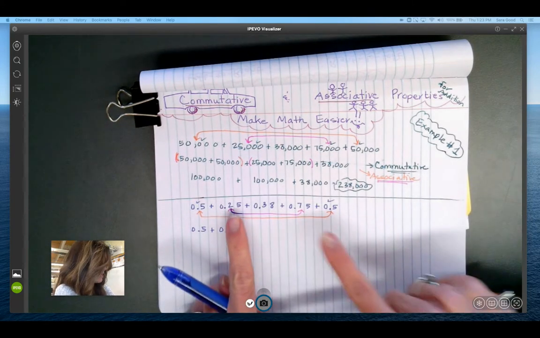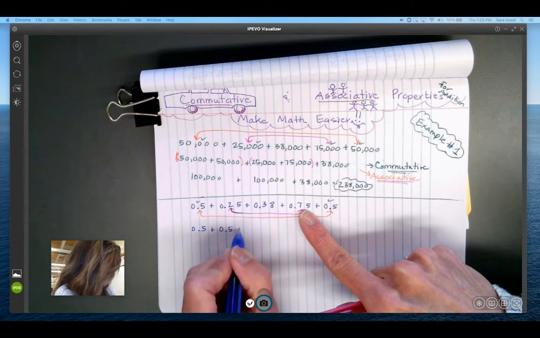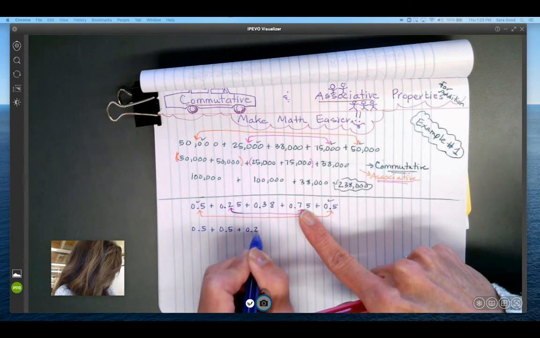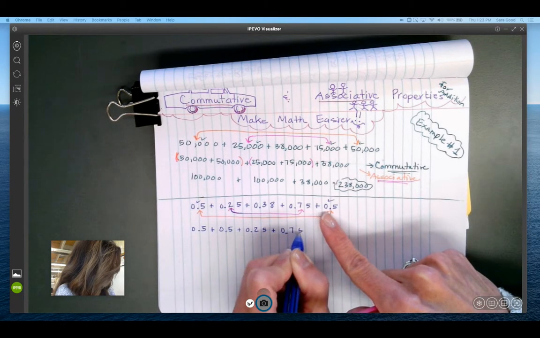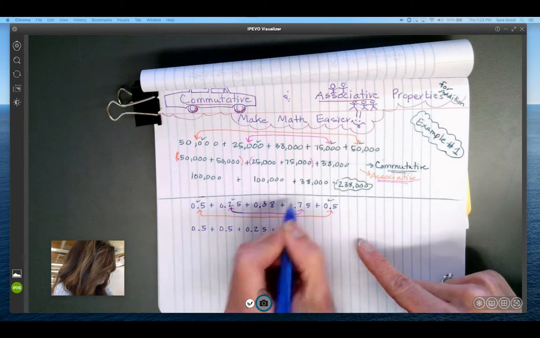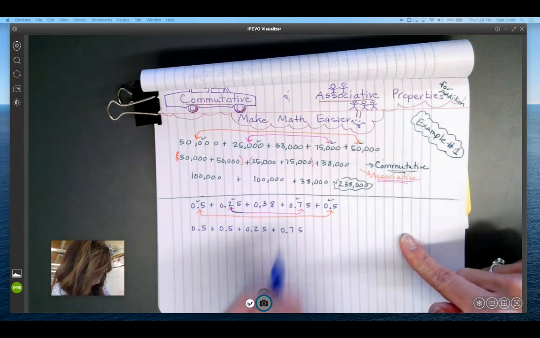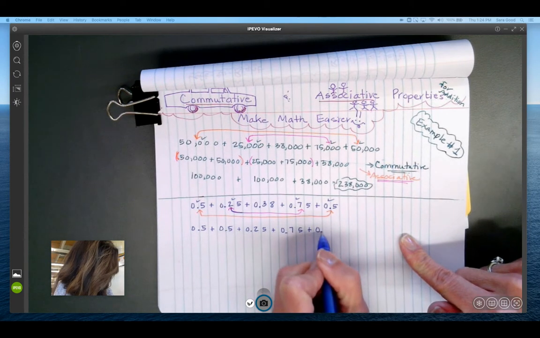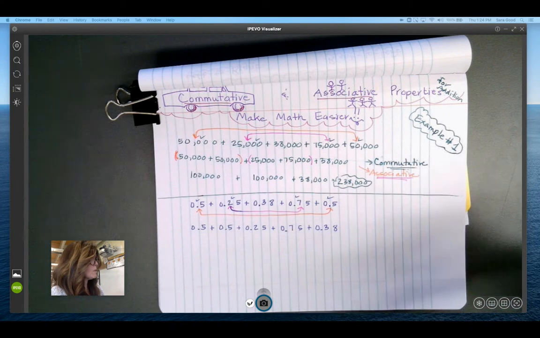And then we decided that 25/100 and 75/100 work well together. Okay, so I'm going to write that. 25/100 plus 75/100. Look, I'm just rewriting this in a better order. Check. And then I have my 38/100 left over. 38/100 left over.